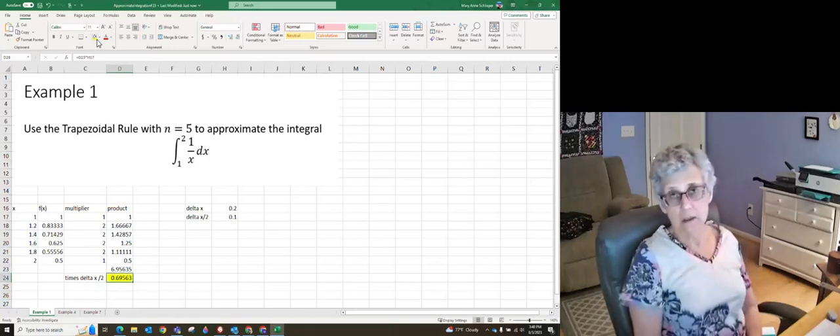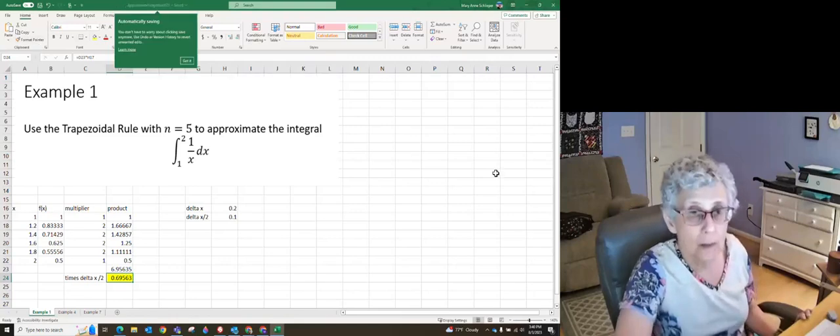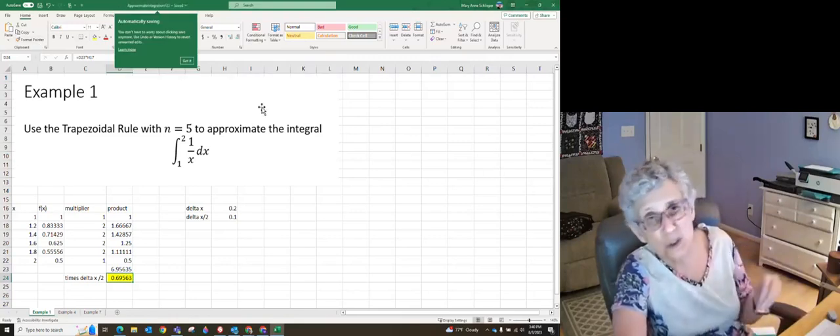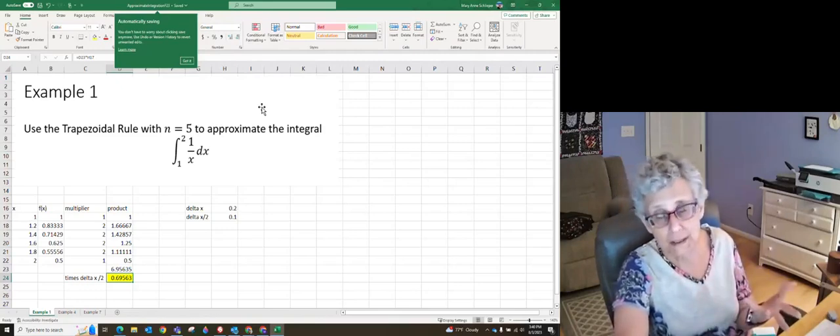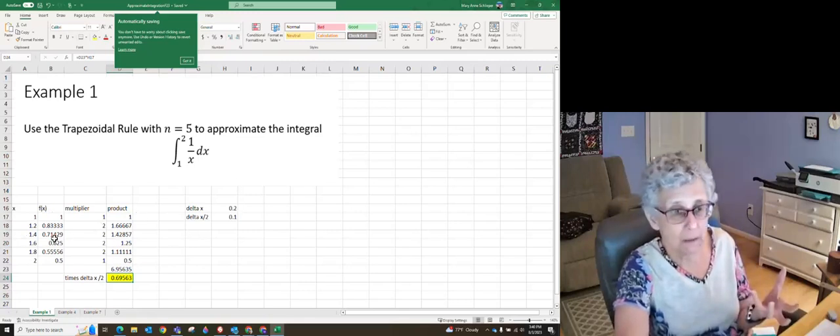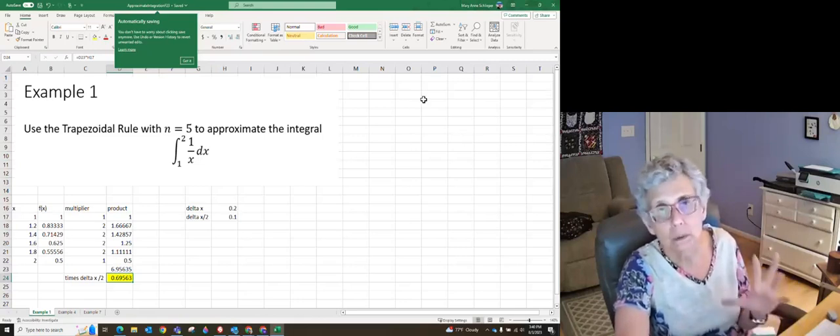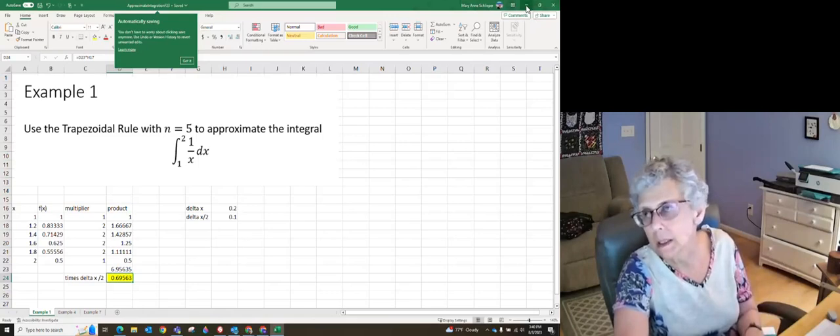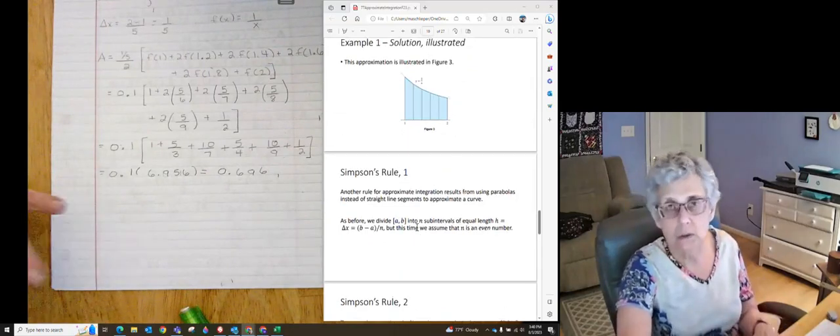the same answer. So you can use Excel for your WebAssigns. You can't use Excel for your test day. So I won't give you a big long one. I wouldn't give you anything longer than this, say, on test day. Actually, that's a lie. I might give you 6 terms, but I won't give you 20 terms on test day. So let's go to Simpson's rule.